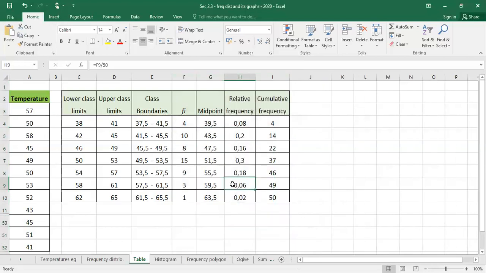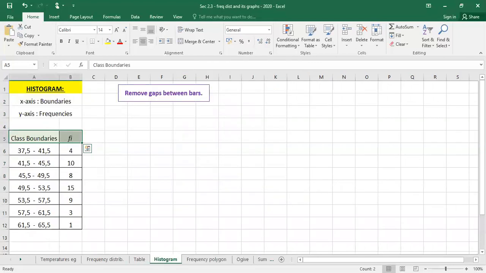Okay, so there we've got a table, and I've only selected bits and pieces of this table on the next few pages so we can draw our graphs. So the first is our histogram, which on our x-axis, we're going to use boundaries. On our y-axis, the frequencies. So this is just the histogram as a bar chart.